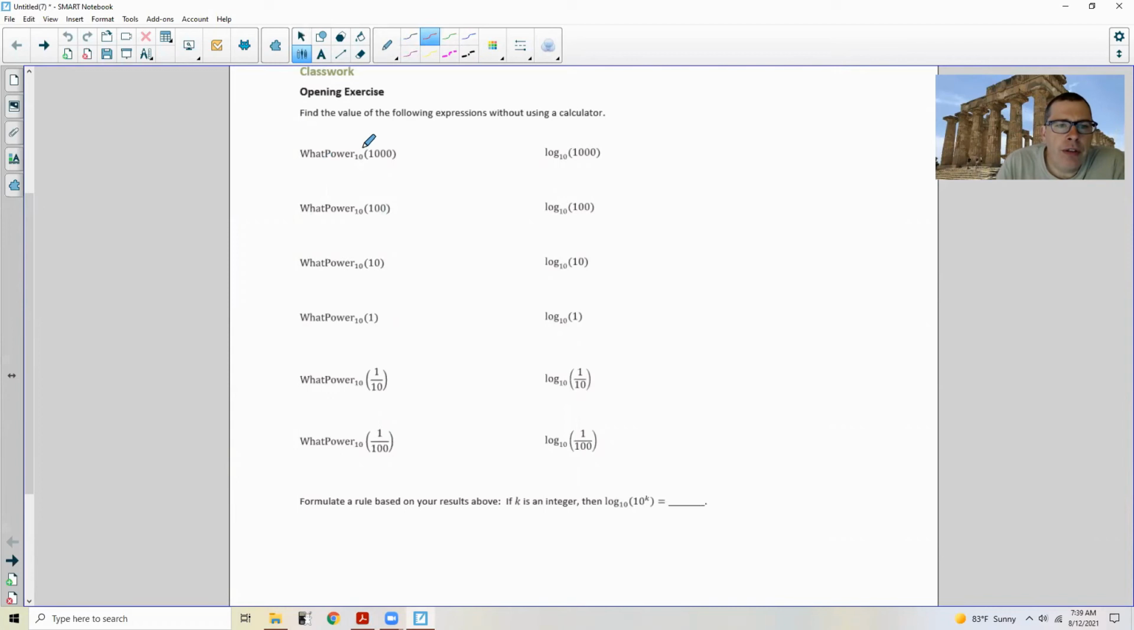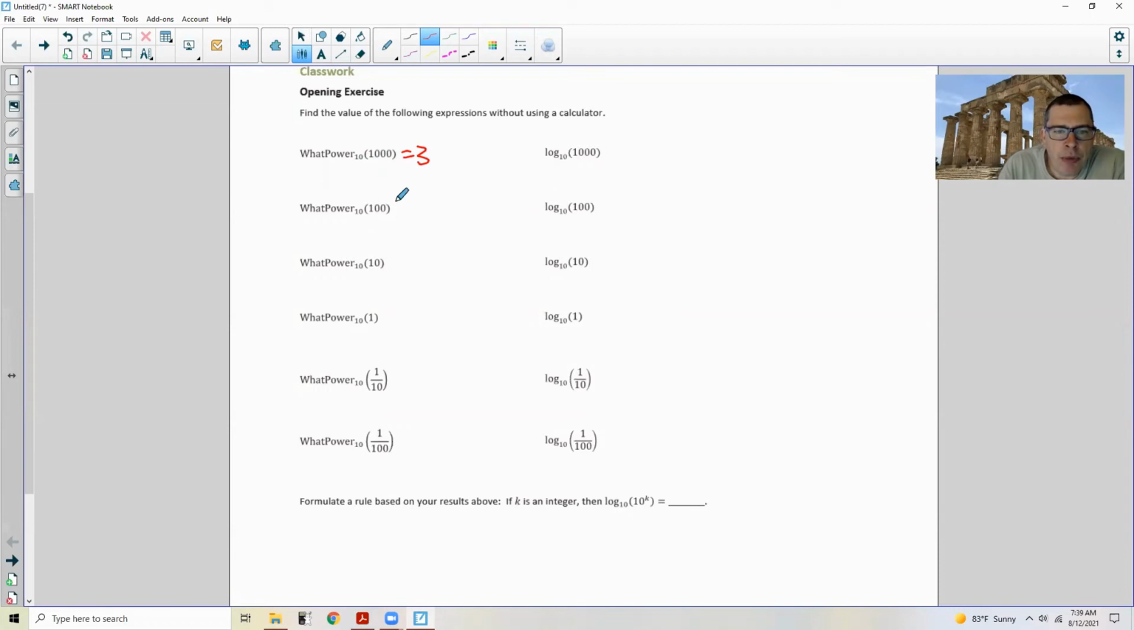What power of base 10 will give us 1,000? That's what that means. Well, 10 to the 1 is 10. 10 squared is 100, and 10 cubed is 1,000. So your power in base 10 tells us how many zeros there are. So there are 3 zeros here. The answer is 3.